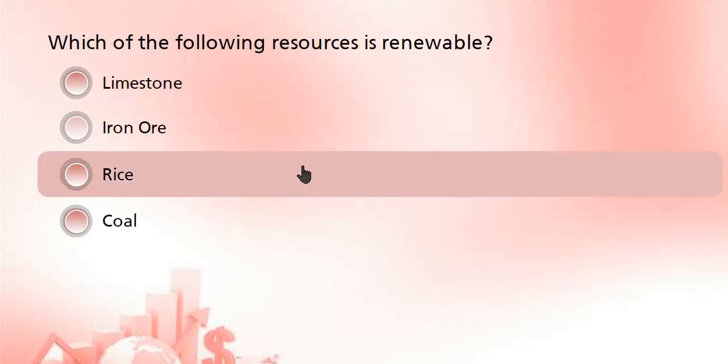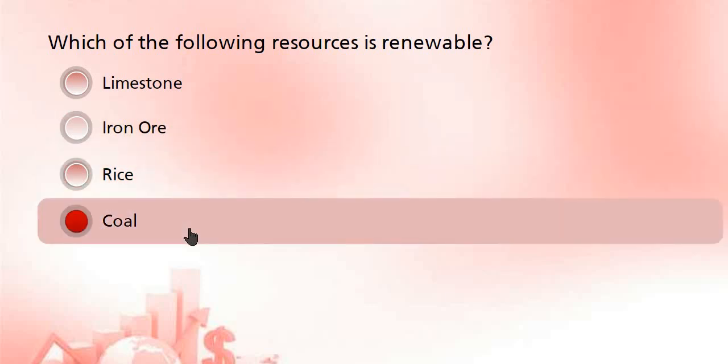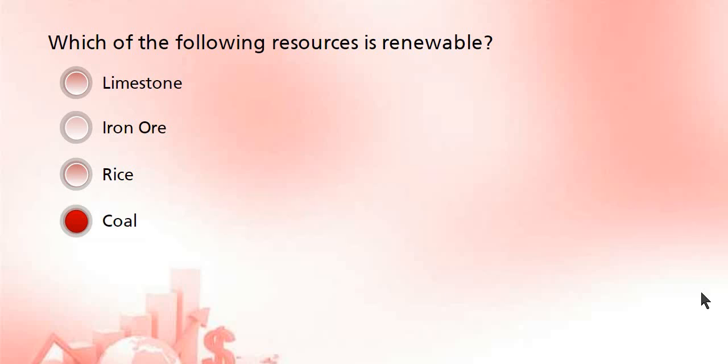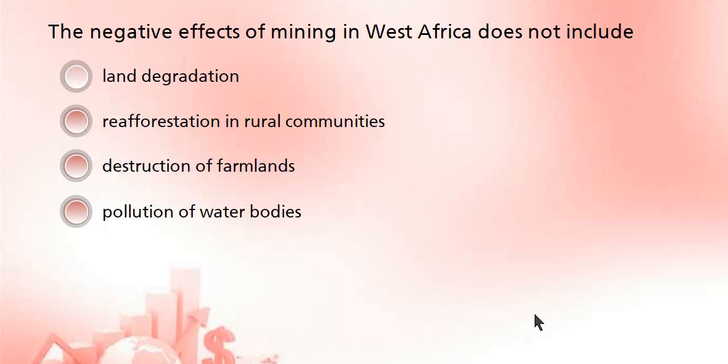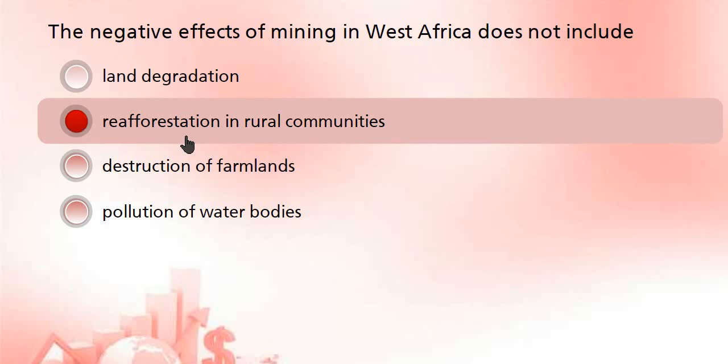Question 49. Which of the following resources is renewable? The answer is coal. Remember, a renewable resource is a resource which can be used repeatedly and replaced naturally. So coal is the right answer. The final question for today, question 50. The negative effects of mining in West Africa do not include which of them? The right answer is reforestation in rural communities. The negative effects of mining do not include this, so the right answer is B.